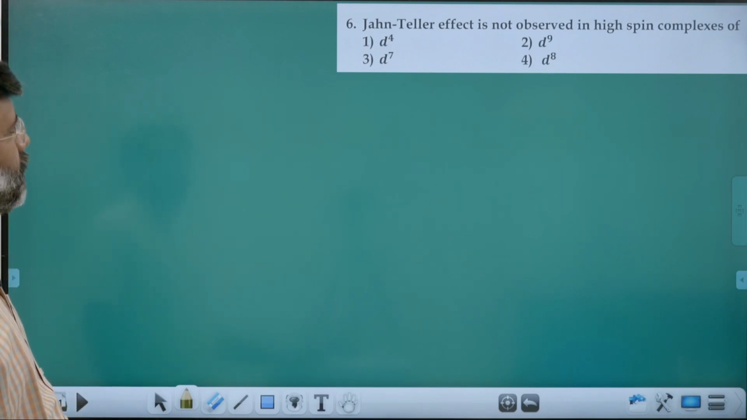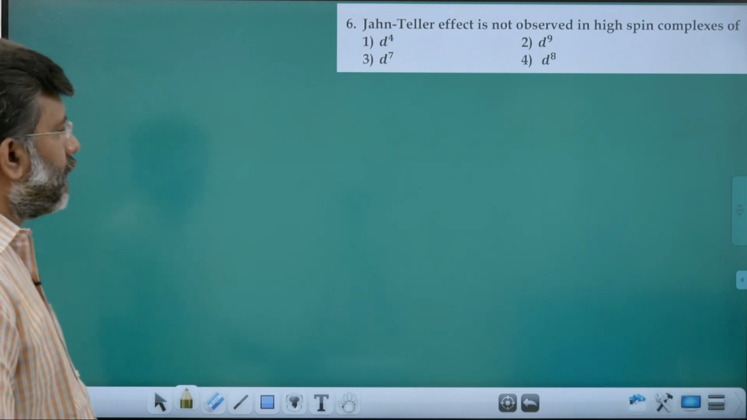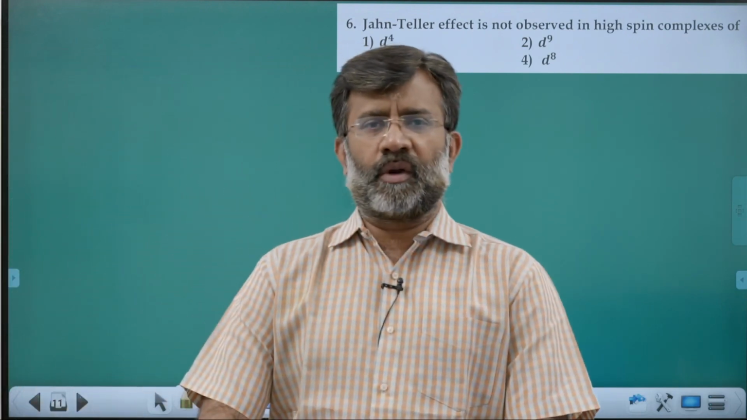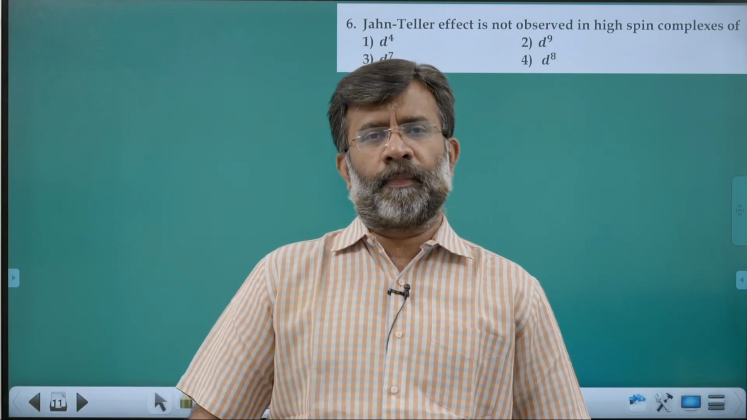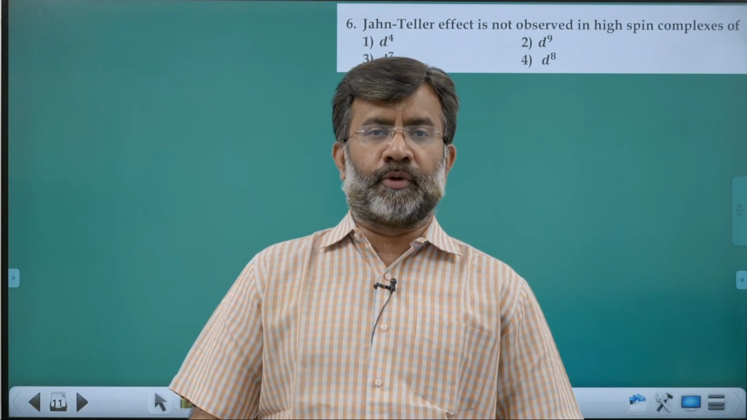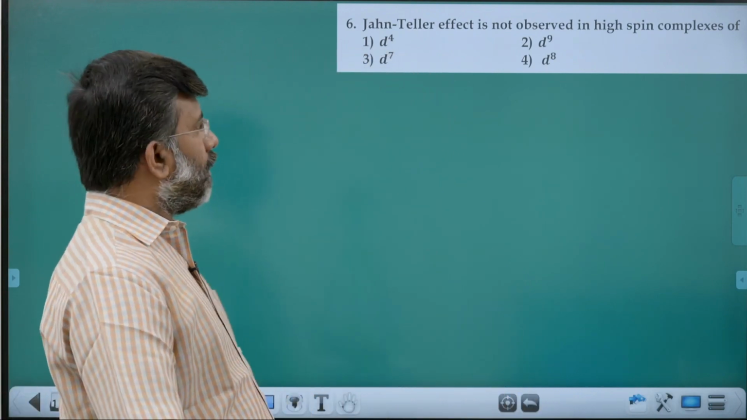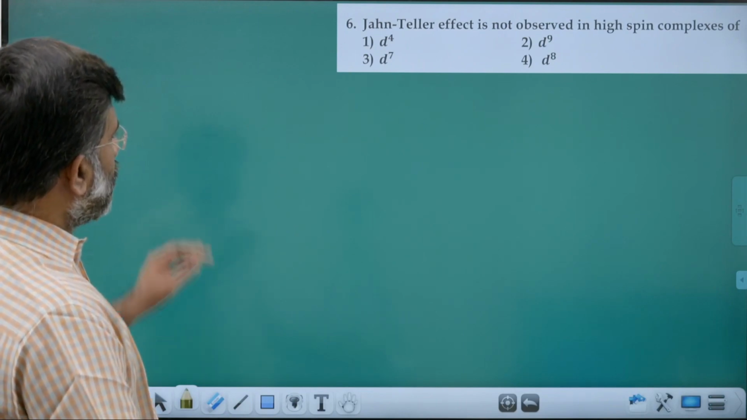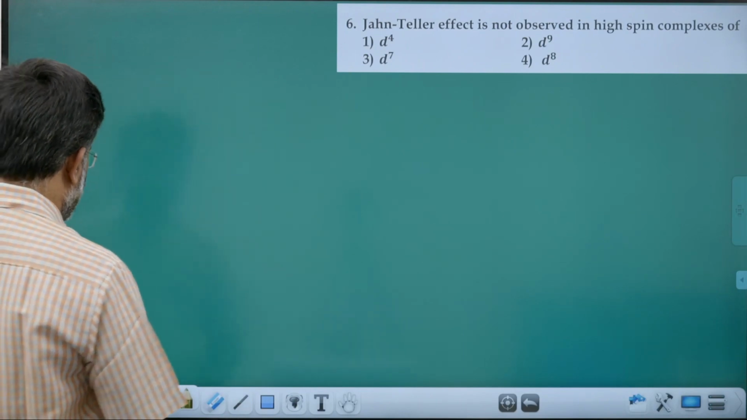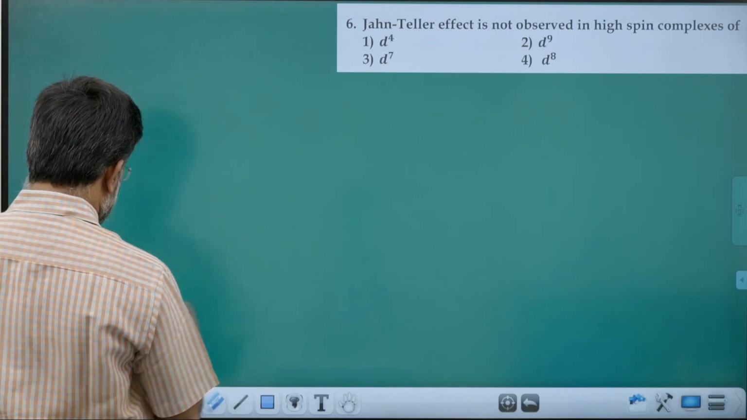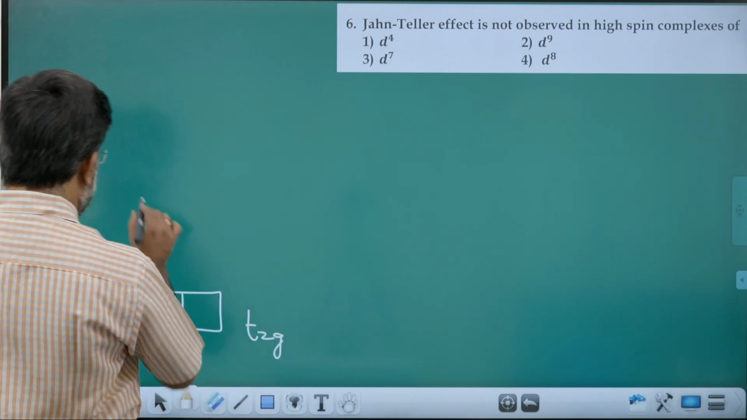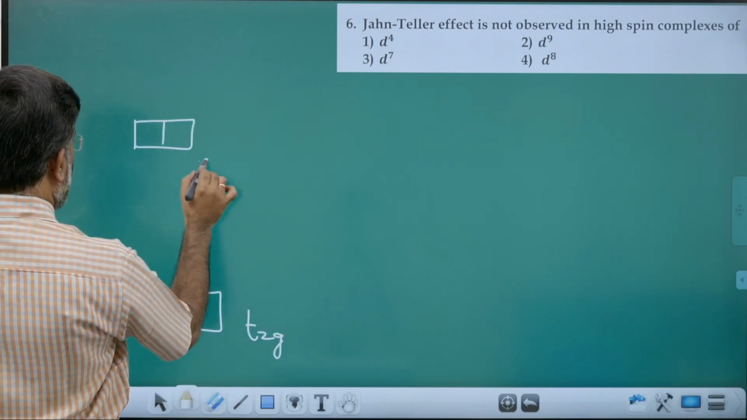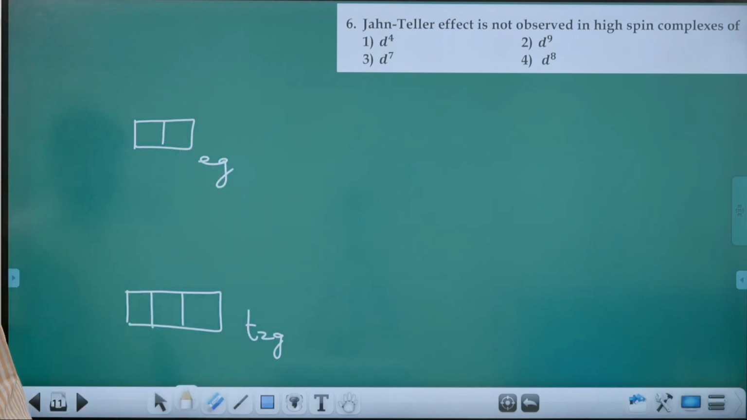Jahn-Teller effect is not observed in high spin complexes of... You see, Jahn-Teller effect means molecular distortion due to unsymmetric electron distribution. If you are taking d4 high spin complex, all of you know this is the T2g orbital, and this is the eg orbital.